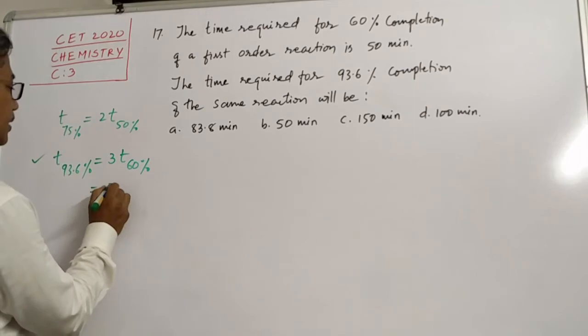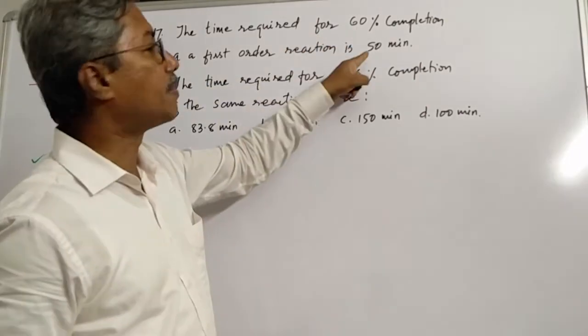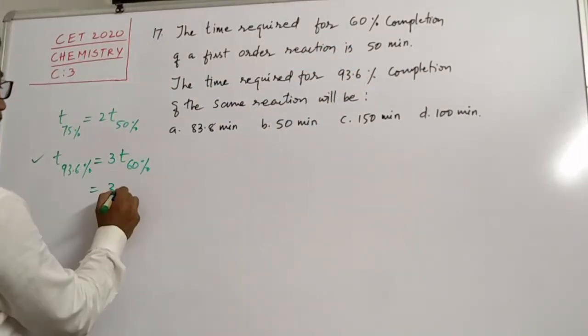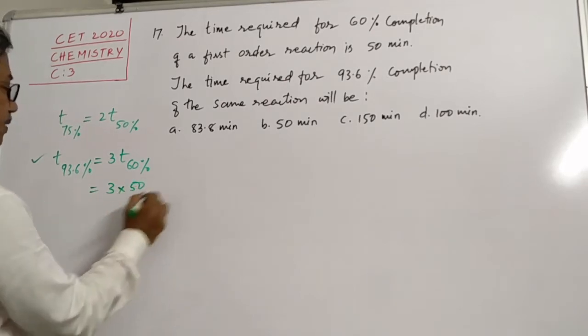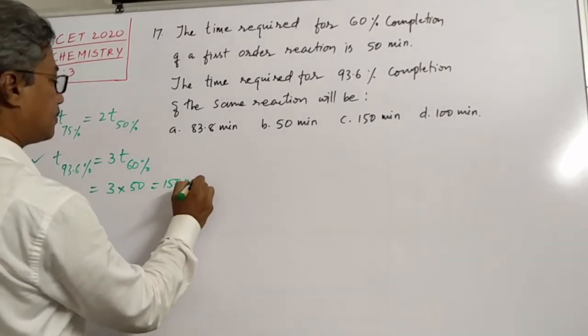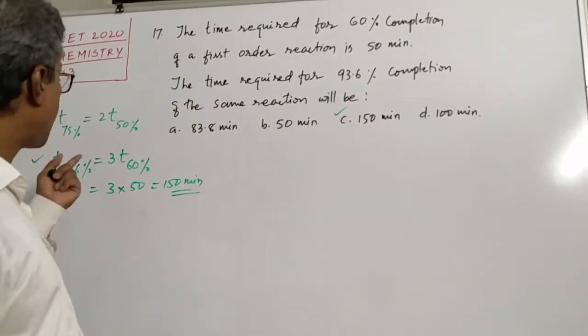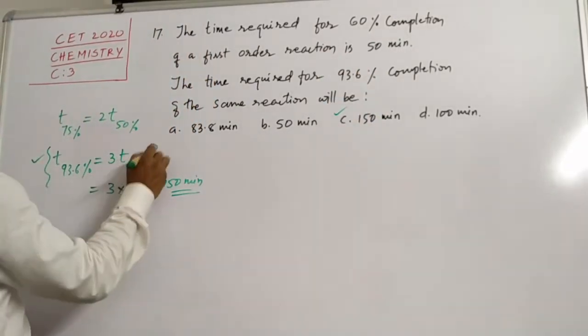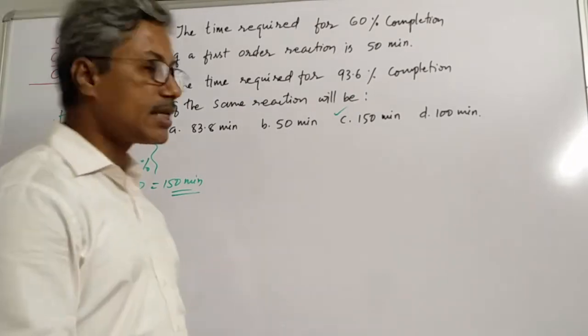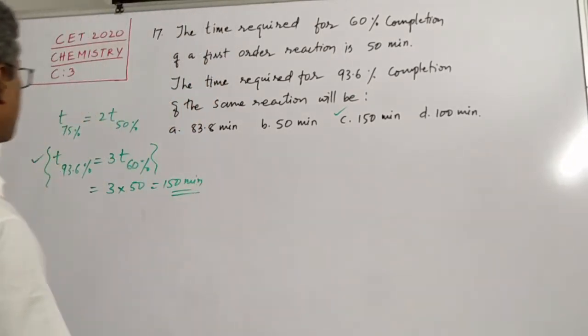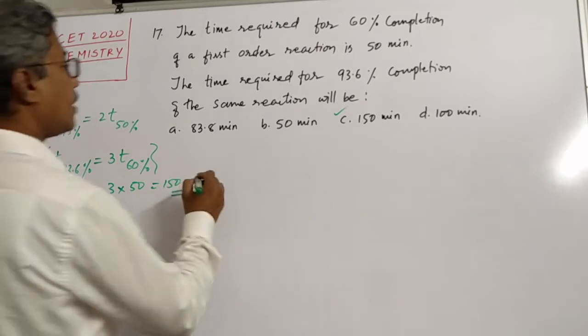Look at this. Time required for 60% completion is 50 minutes. Just multiply 50 by 3. You will get 150 minutes. Well, this is the answer. If you know this trick, then you will be able to get this answer very quickly. Or else, there is the usual method. The usual method is this.